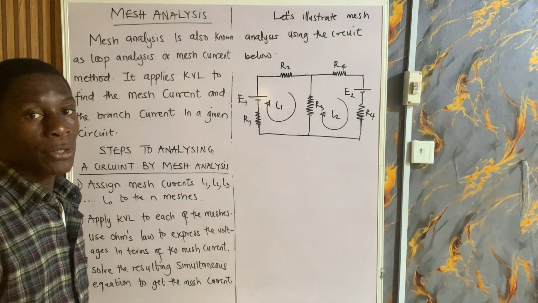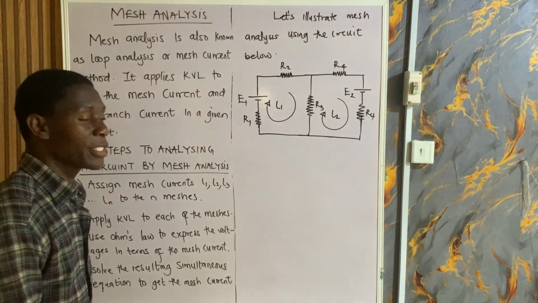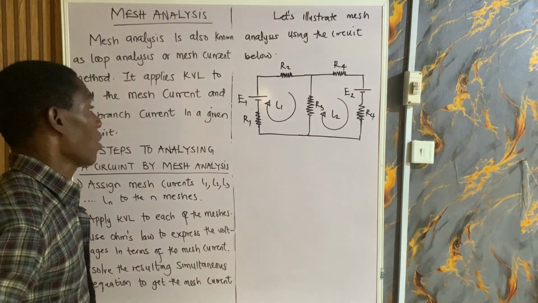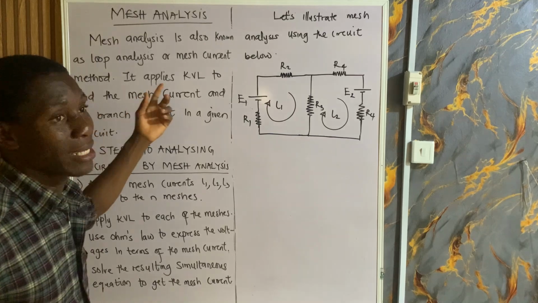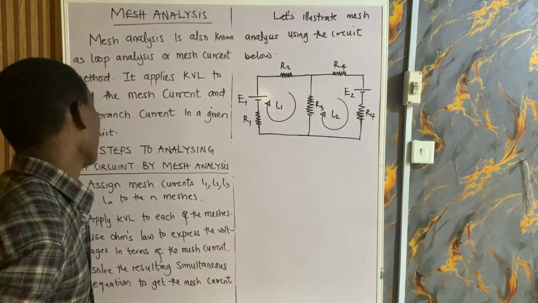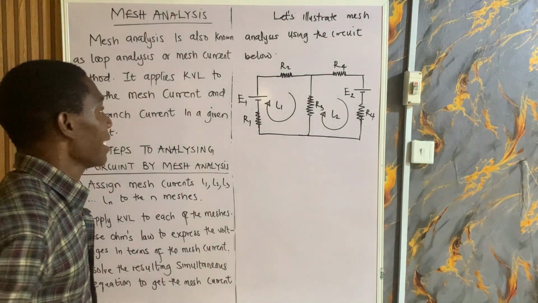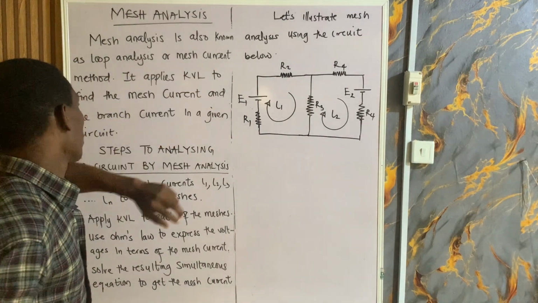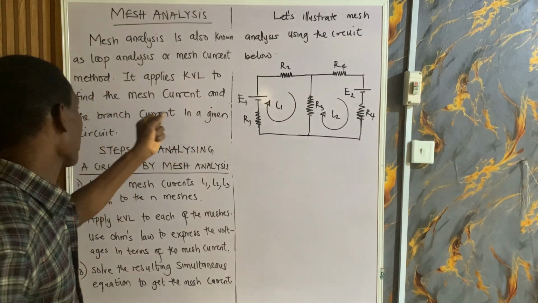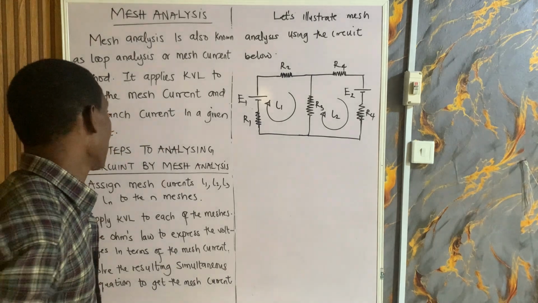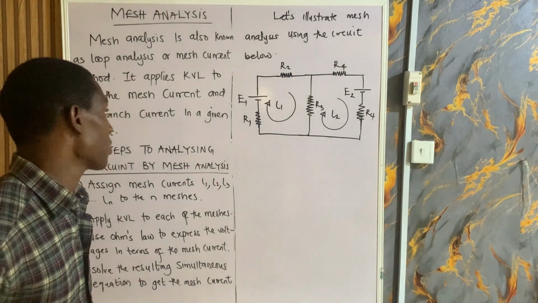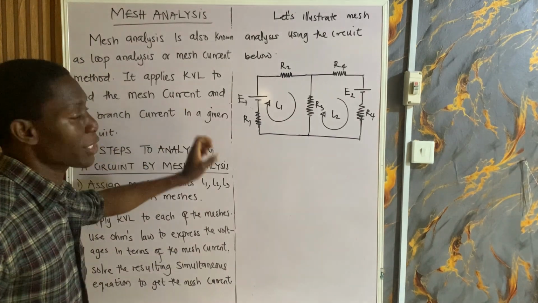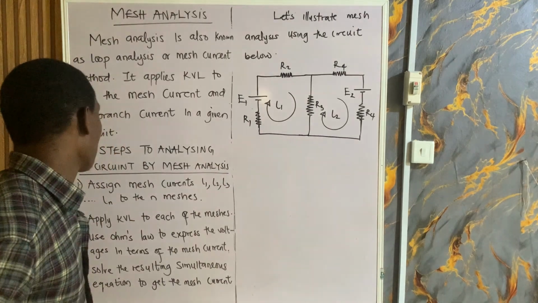Good day, everyone. Today we shall be considering mesh analysis. It is also known as loop analysis or the mesh current method. It applies Kirchhoff's voltage law, that is KVL, to find a mesh current and a branch current in a given circuit. These two don't mean the same thing, branch current and mesh current. I'll be explaining further.